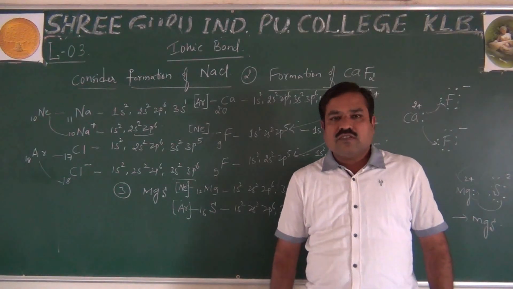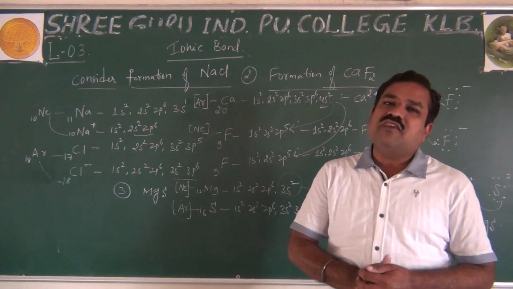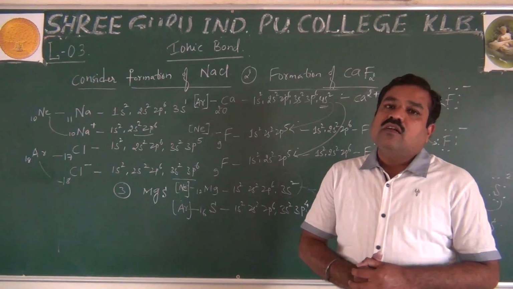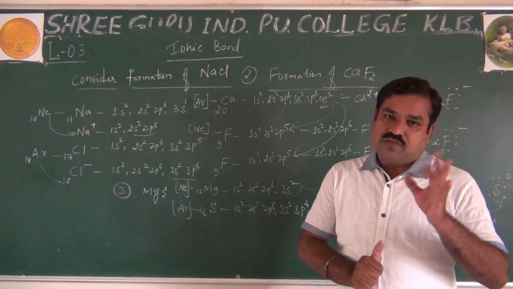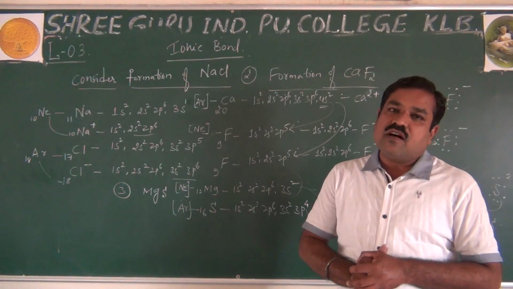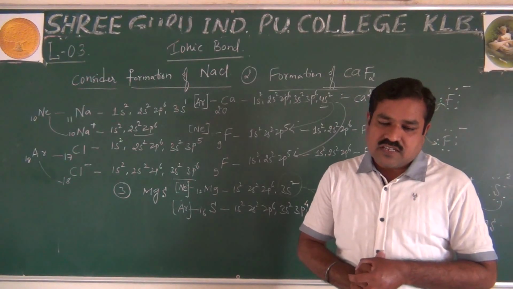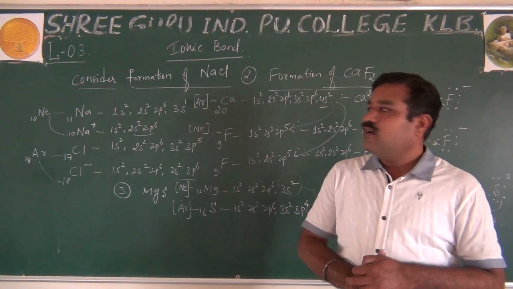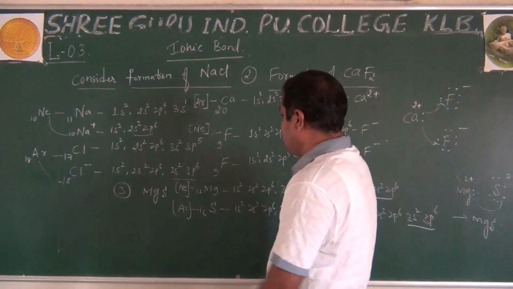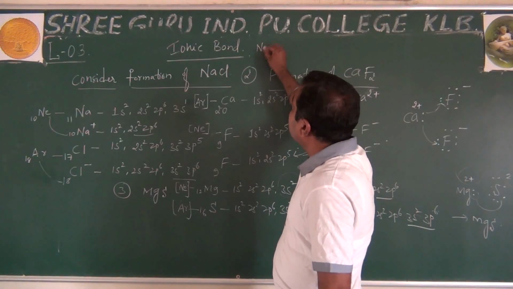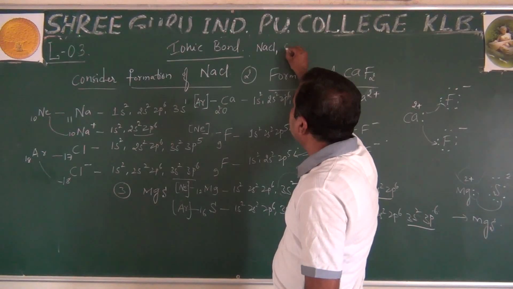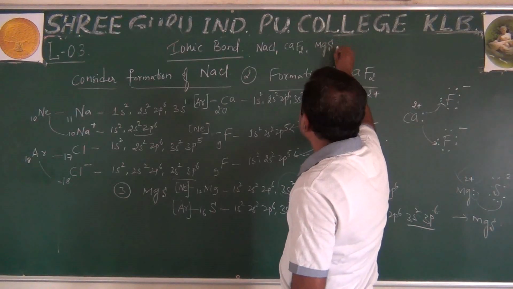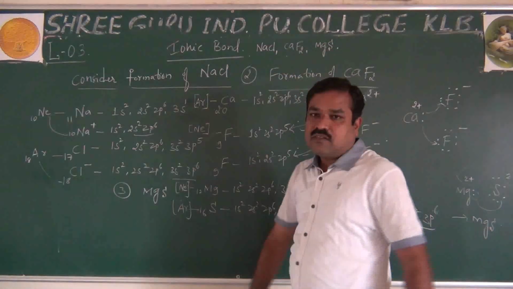Or the force of attraction between electropositive element and electronegative element is called ionic bond. Or the bond which is formed by attractive force between oppositely charged ions is called ionic bond. Okay? And you have seen these examples. What are the examples? Sodium chloride, NaCl. Then calcium chloride, CaF2, magnesium sulfide, MgS, right? These are all ionic in nature.